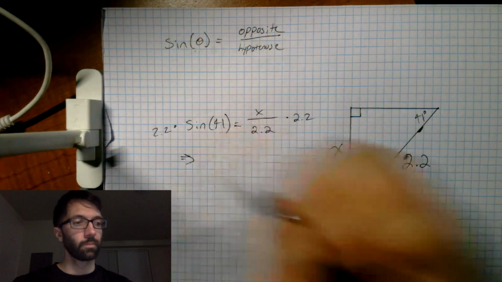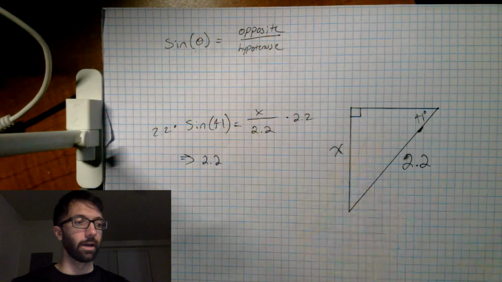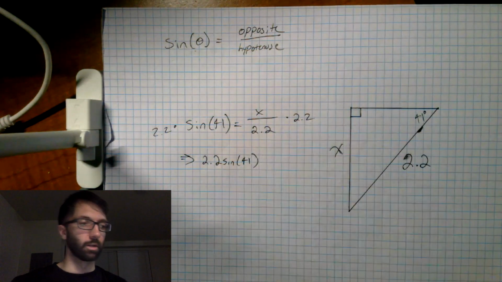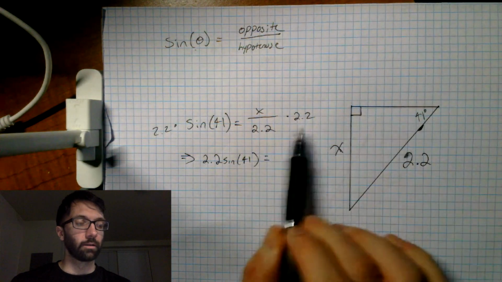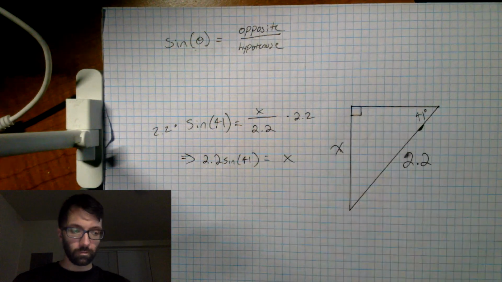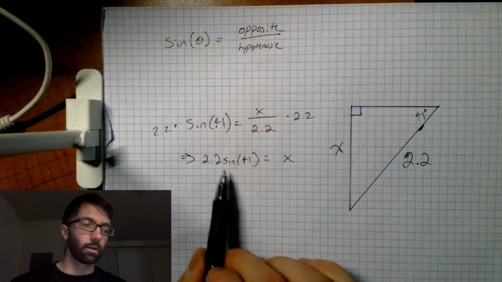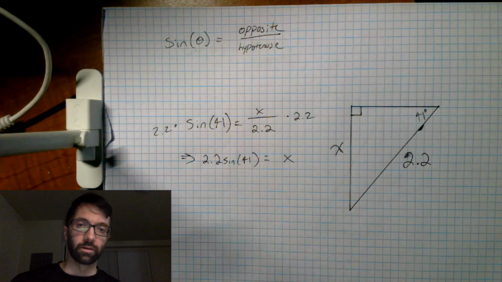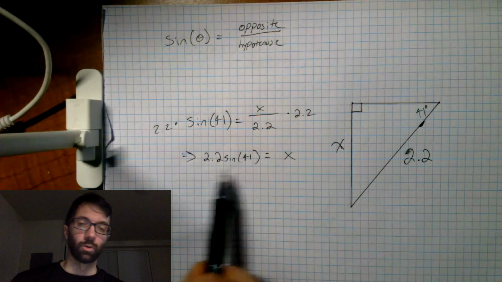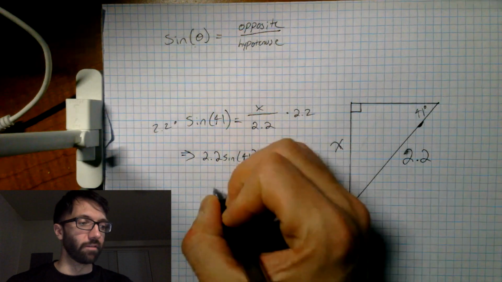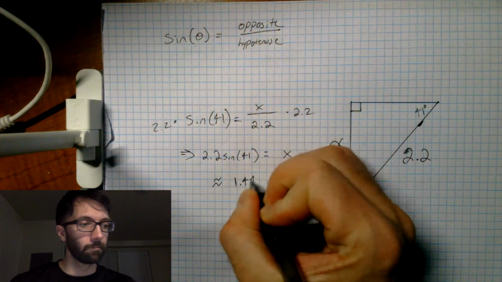This leaves me with whatever this is. Again, I'm not going to type that into a calculator yet. I'm just going to leave that as 2.2 times the sine of 41. My denominator canceled, so I'm left with x. This is what we call an exact answer, but if you want to get a better sense for how long this side is, you would type this into a calculator and then round. In this case, you get approximately 1.44.